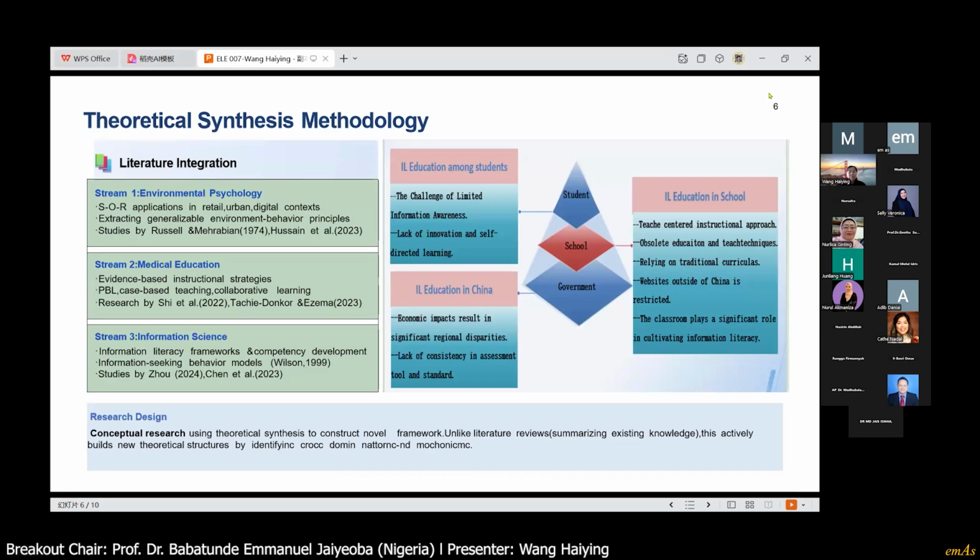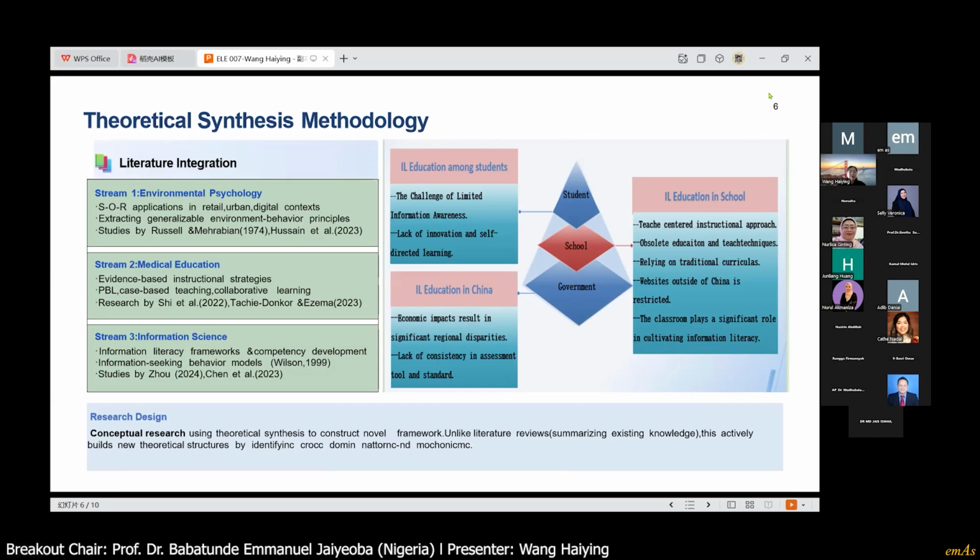So you might wonder how we developed this framework. Let me briefly describe our method. Our method is theoretically sensitive. We draw on three research areas: environmental psychology, medical education, and information science.